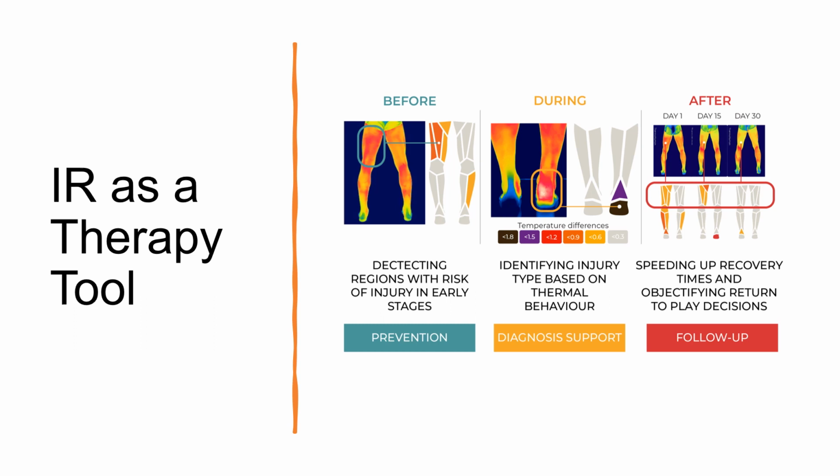Particularly as sports medicine has started to utilize IR imaging to prevent injury, it allows them to detect regions with risk of injury in its early stages so that they can then have that person who's at risk of further injury maybe do some different exercises or take some rest. They also use it to diagnose injury as well as track the progression of healing after an injury, which allows them to better speed up recovery time and figure out when the athlete can return to their sport.